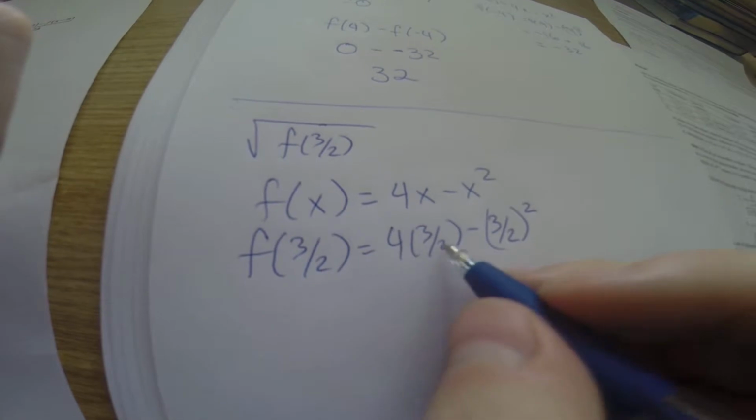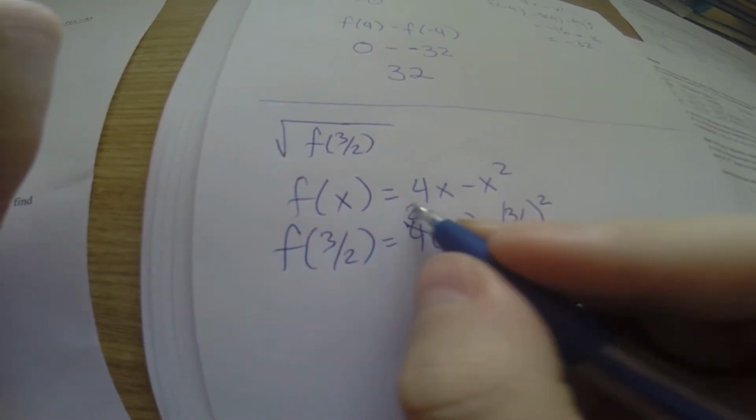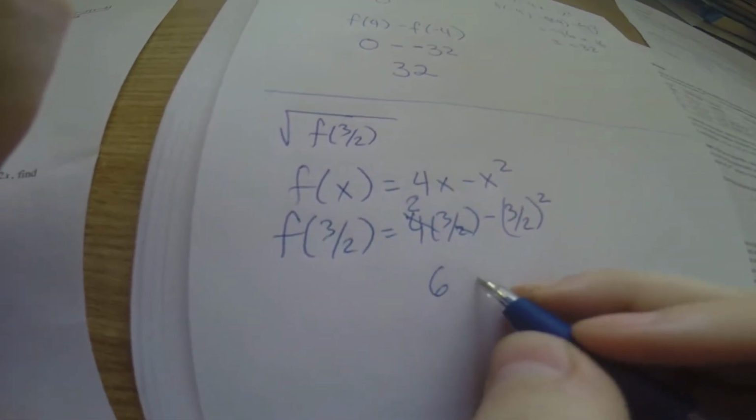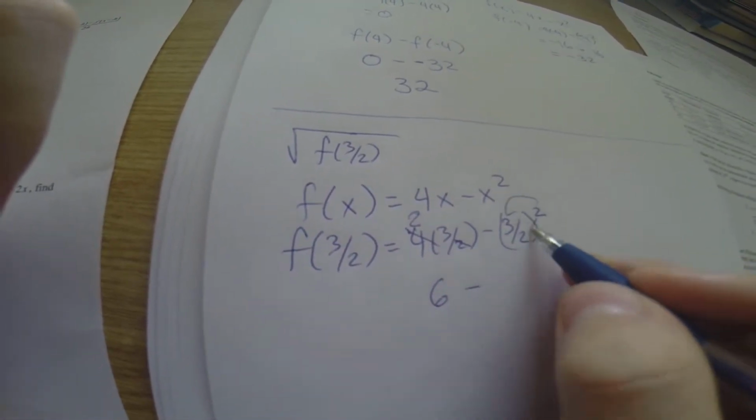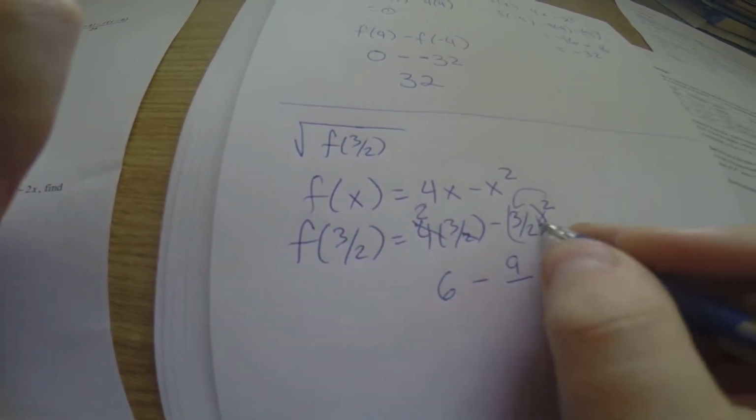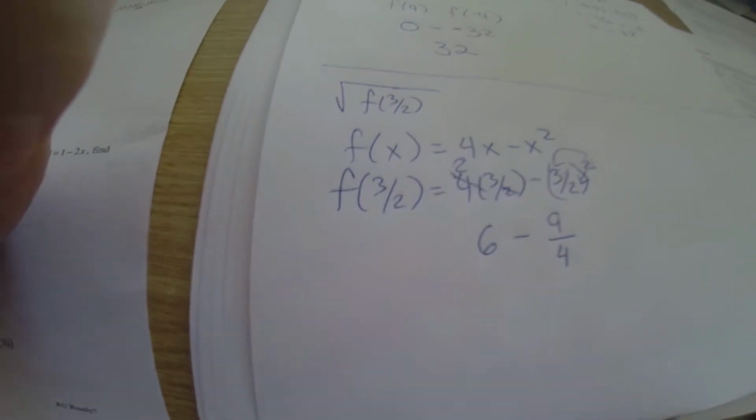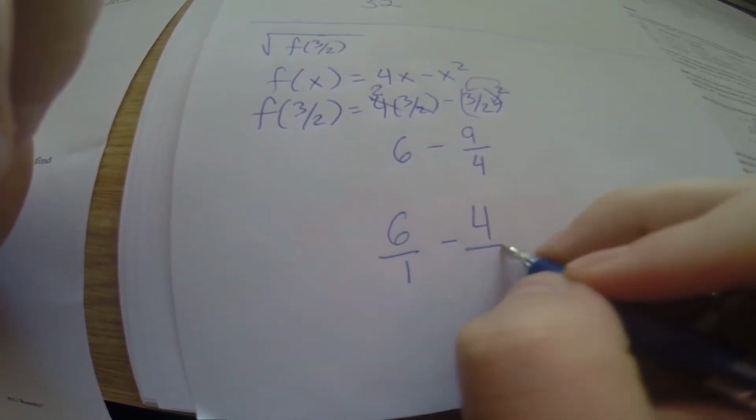Well, this is really saying 4 divided by 2. So we can cancel that out and leave that as 2. 2 times 3 is 6. Minus, this is saying we're going to square. So when you square, you have to square both numerator and denominator. So it's going to be 3 squared is 9. 2 squared is 4. And what I now have here is 6 over 1 minus 4 over 4.